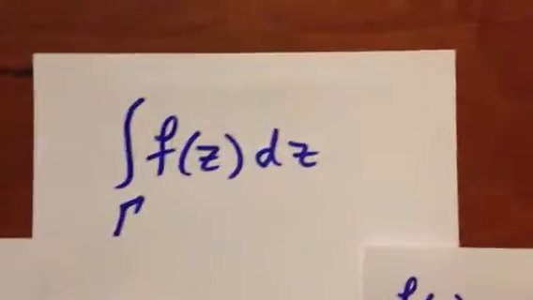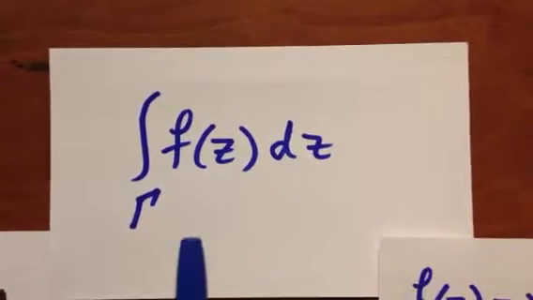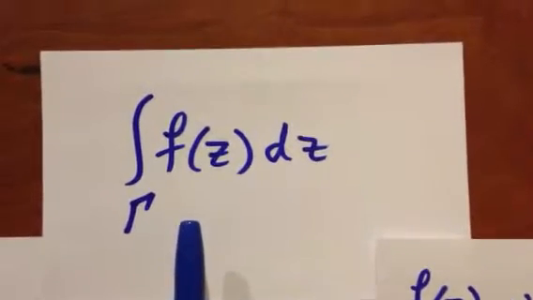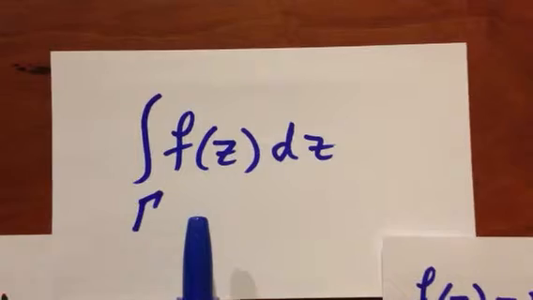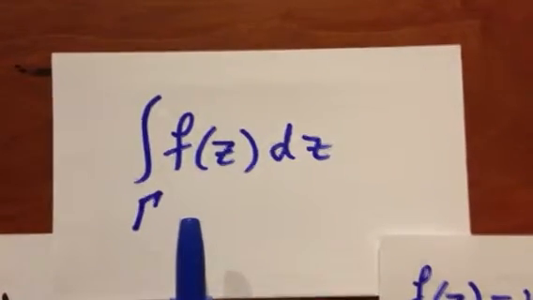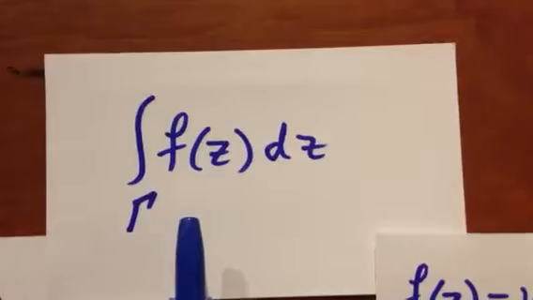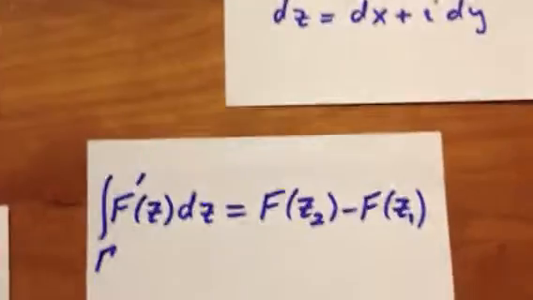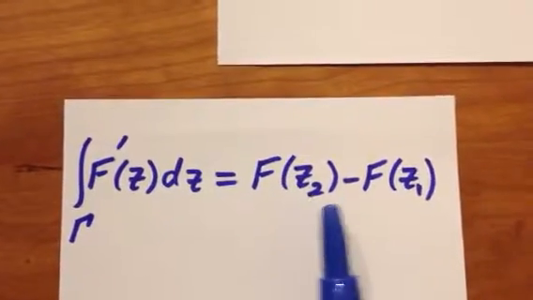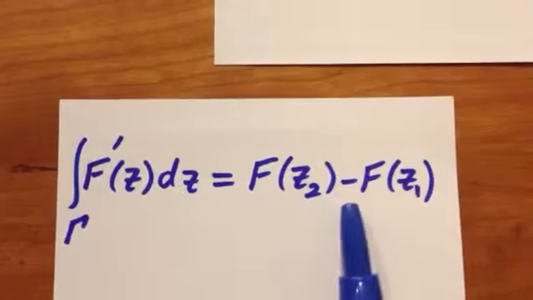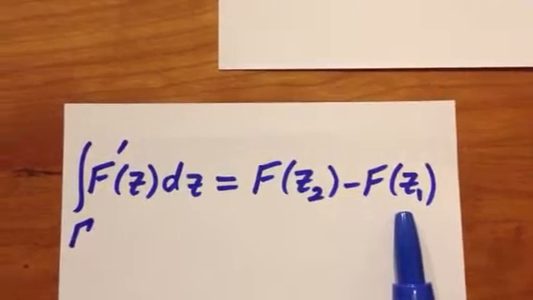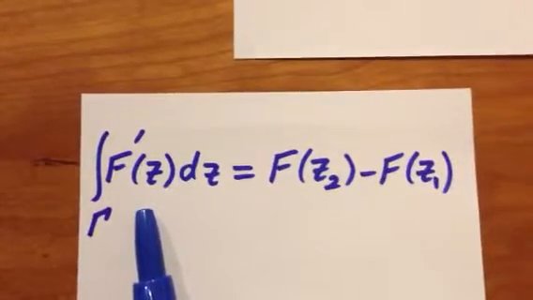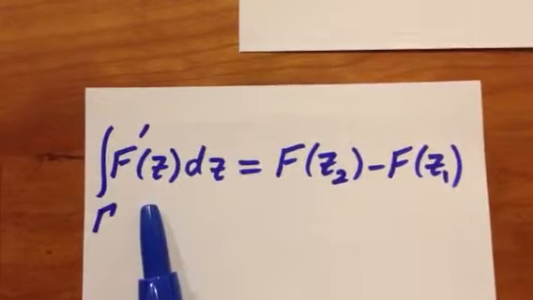There are two cases. Either we know that f of z has an antiderivative, or we don't know it, or it doesn't exist. If the antiderivative does exist and we know what it is, all we have to do is evaluate it at the endpoints, the final minus initial. This is the case where little f is the derivative of capital F. So little f has an antiderivative.